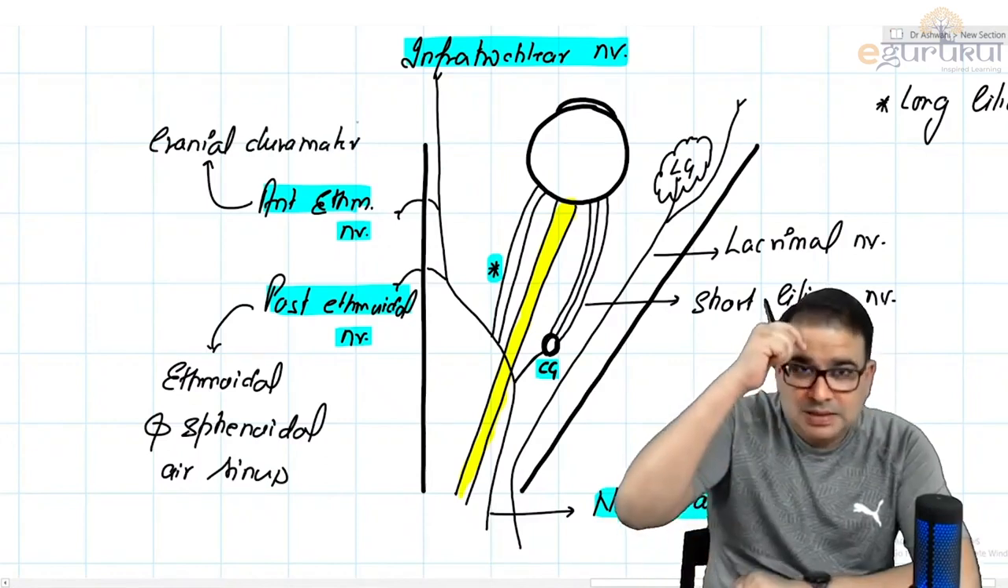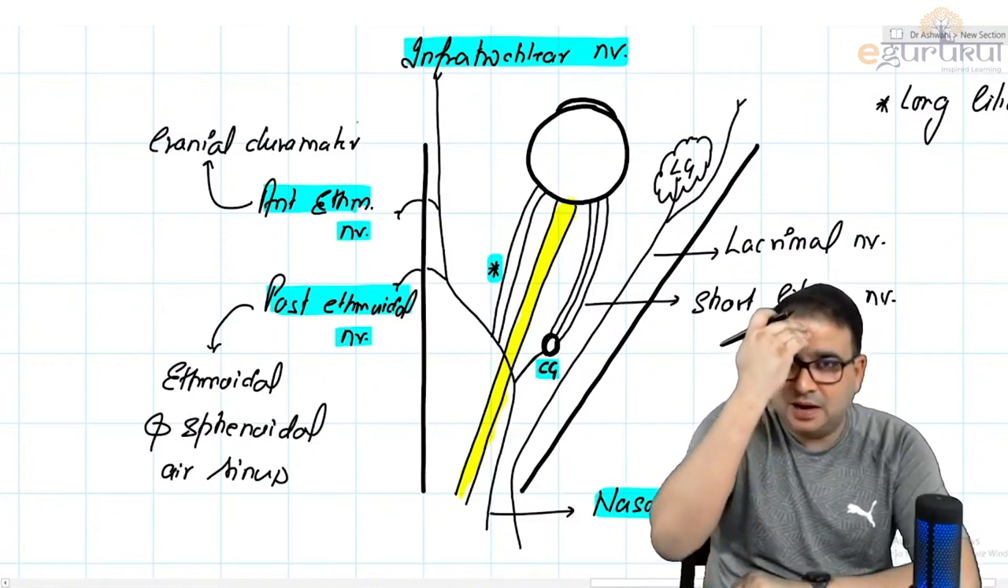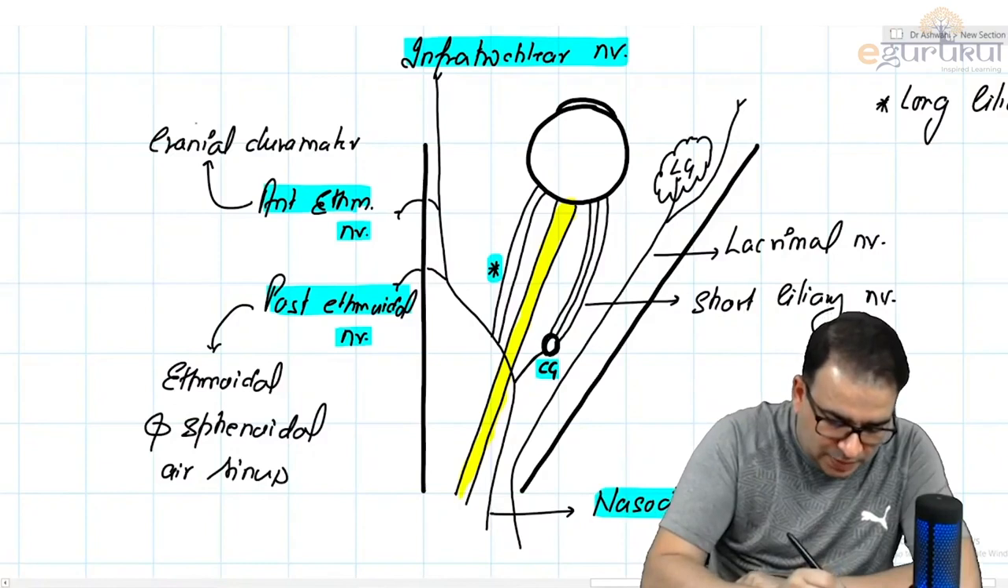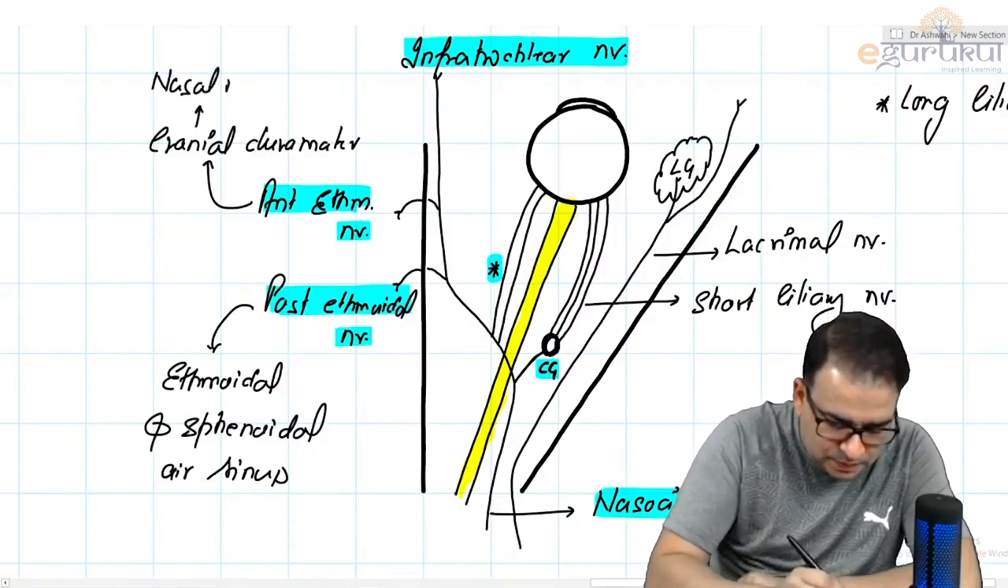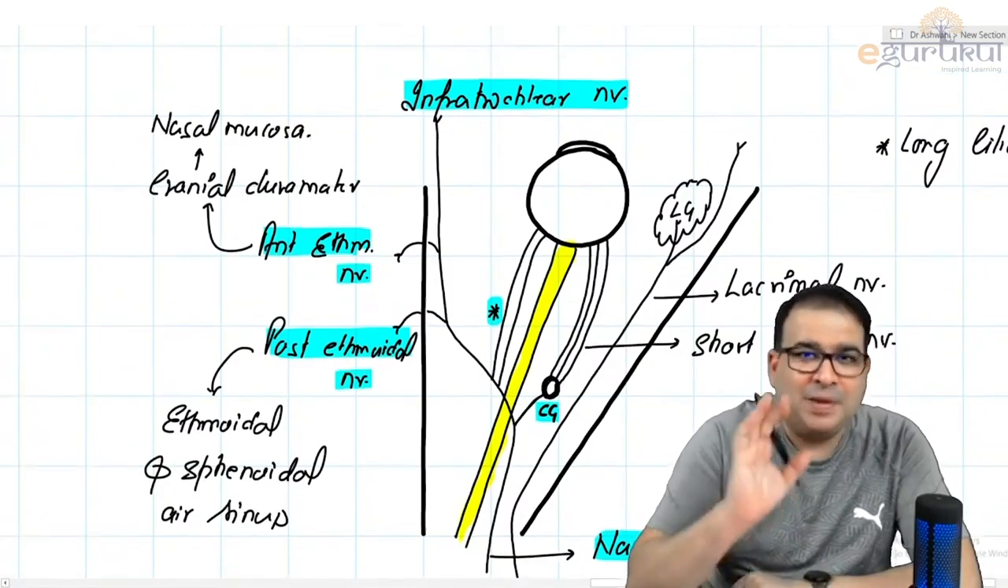And then this anterior ethmoidal nerve, after supplying the dura mater in the anterior cranial fossa, will come down into the nasal cavity. So it will supply the nasal mucosa. And even then the story does not end there.